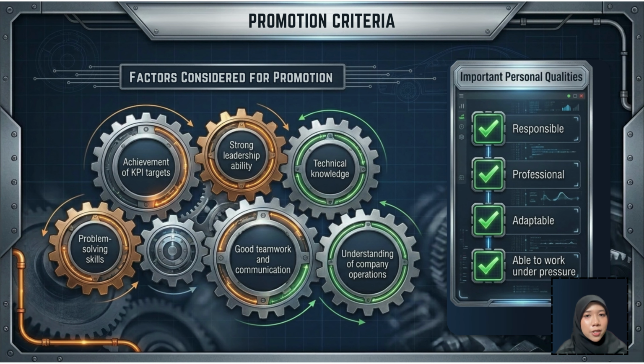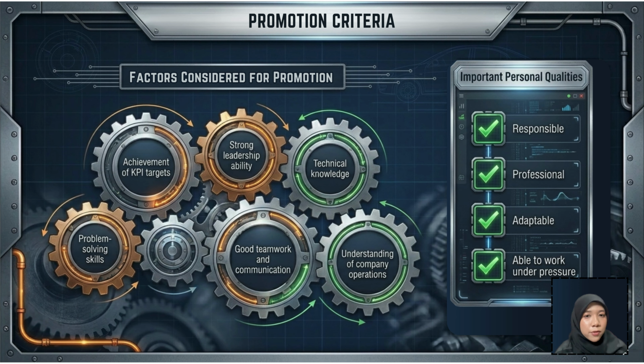For promotion criteria, several factors are considered for a production supervisor position. Firstly, the employee must demonstrate strong leadership and people management ability because supervisors are responsible for managing operators and ensuring teamwork. Secondly, consistent achievement of production targets and departmental KPIs is important.